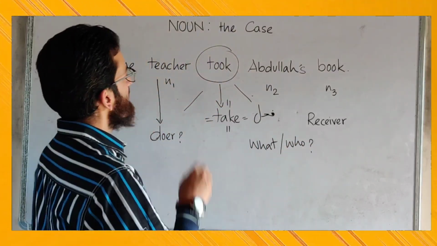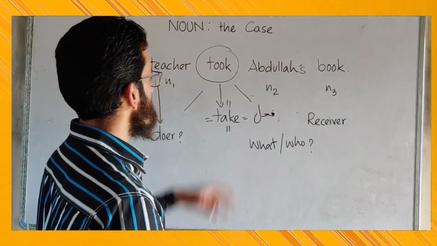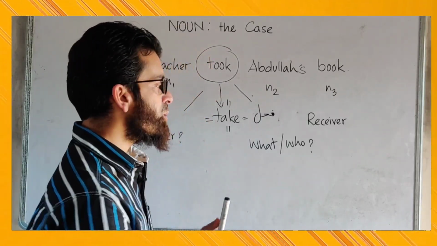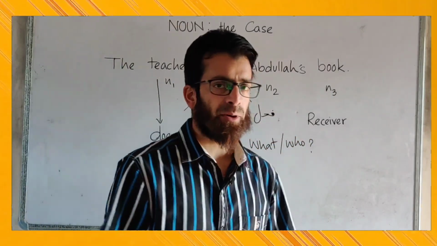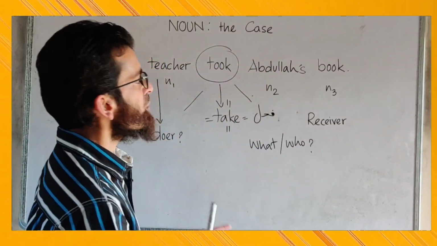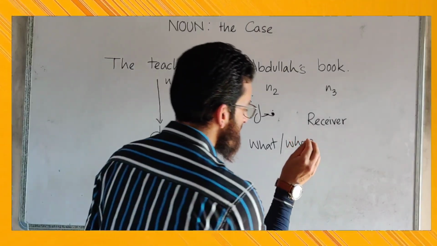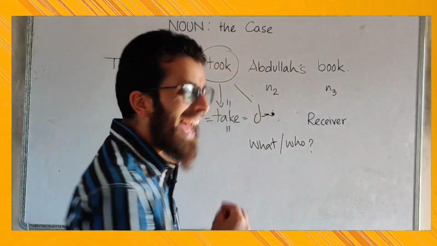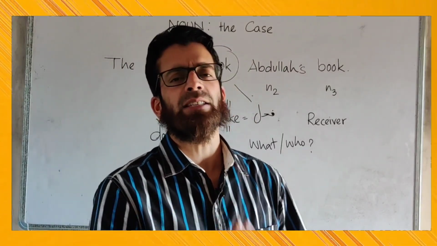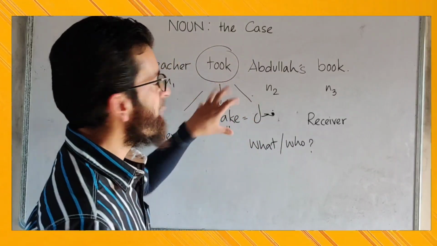For example, the teacher took Abdullah's book. You can say, because teacher is a person and you have to use a personal pronoun, an interrogative pronoun, that is who. Who took Abdullah's book? And whatever will be the answer to this who or what, that is said to be the subjective case, or that is said to be the subject as the subject of the verb.